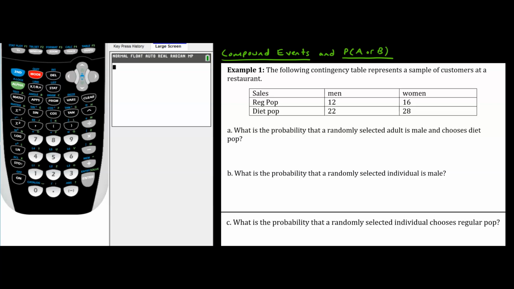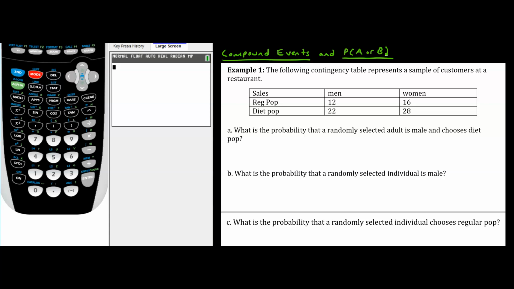The focus of this video is going to be compound events. When I talk about compound events, I'm talking about events that are formed by combining two or more events. A lot of times when we're dealing with compound events, we're talking about the probability of one event or another. So you'll see that this idea of P of A or B is going to be a central focus in this particular video.